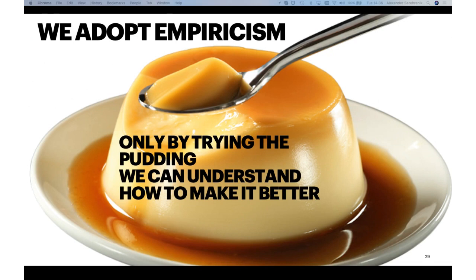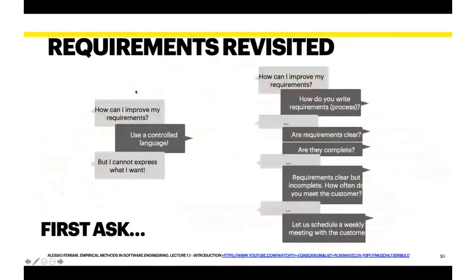And often making the pudding better will not involve a typical rationalist solution. Here is an example. Again, how can I improve requirements? One of the questions we have seen during the first hour. So a rationalist answer would be: use this. For instance, in this case, use a controlled language, which would restrict your language to certain verbs, certain nouns, and so on. And subsequently, people might be unhappy because they cannot express what they want given those restrictions.